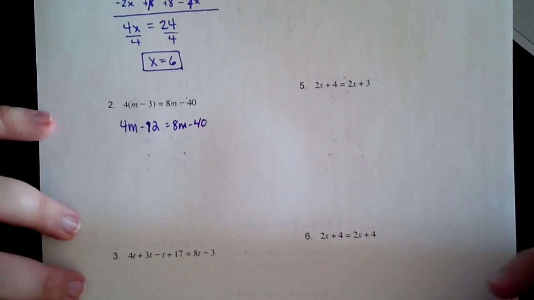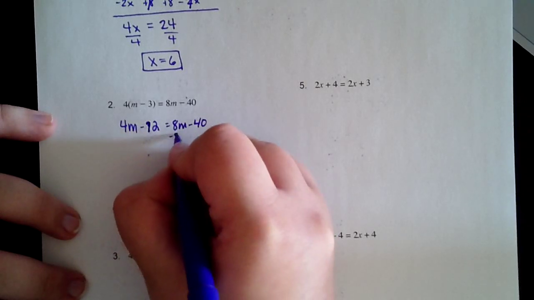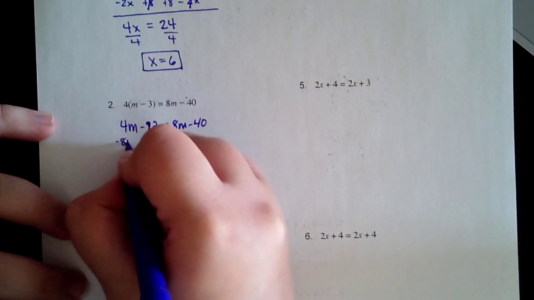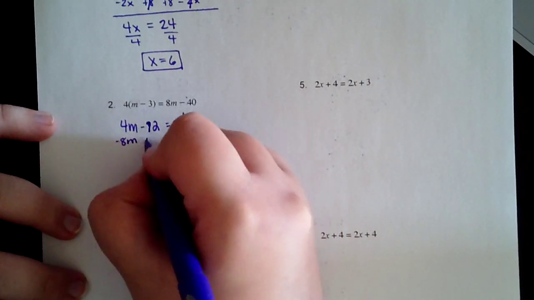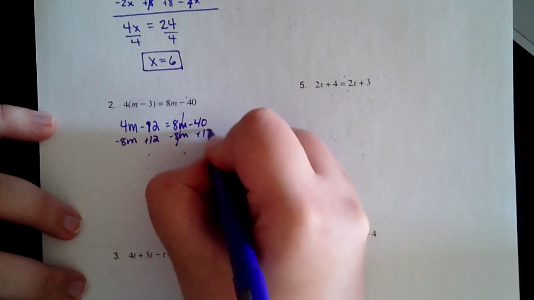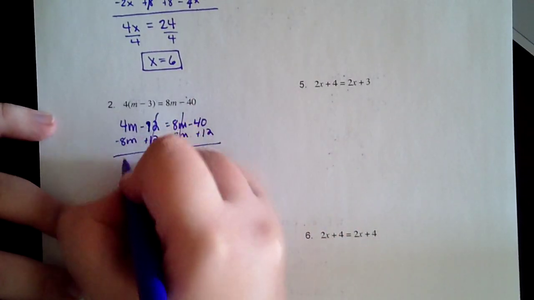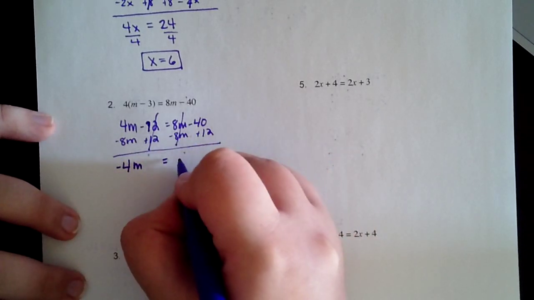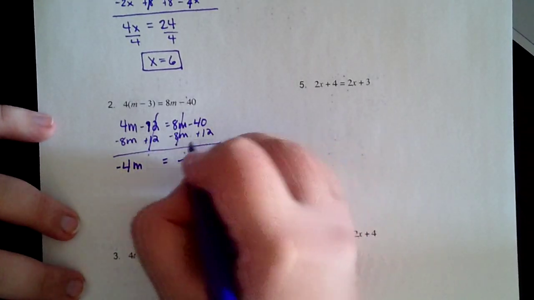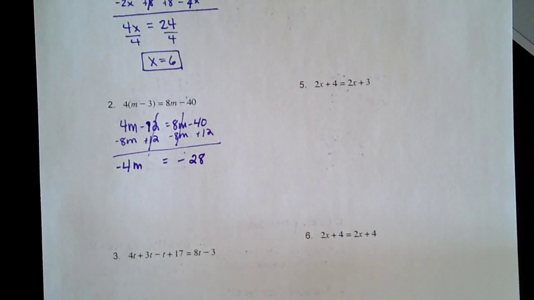If you're not ready, that's okay. I'm going to move the 8 to the other side. That cancels this. And then I'm going to move that 12 to the other side. Plus 12, and that's going to cancel that. What I'm left with is negative 4m on the left and, ooh, that's a tricky one, negative 28, I believe, on the right. Yes.